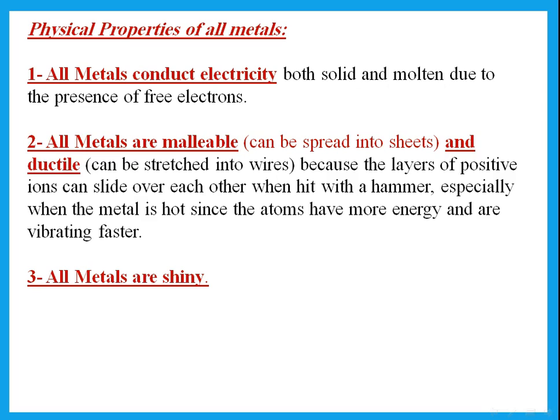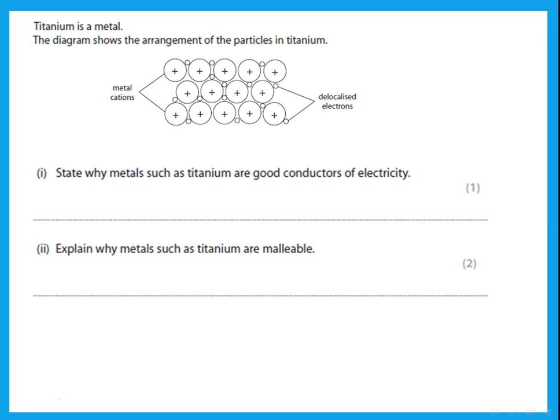Okay, so we said metals are made up of layers of positive ions. Now, why are they malleable and ductile? Because these layers of positive ions can slide over each other when heated or hammered. And this is because when you heat it, the atoms have more energy, vibrating faster, so they can move. And of course, all metals are shiny.